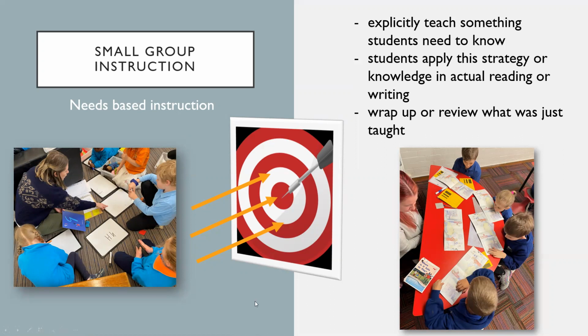And without small group and individual instruction, that won't happen. So this arrow is what our aim is as well, to help all children meet our learning target and, of course, our expectations for their particular year level. So when you're planning your small group instruction, you're going to explicitly teach something that those students need to know. You're going to give them an opportunity to apply that strategy or knowledge to actual reading or writing in a writing workshop. And then you're going to wrap up or review what was just taught.